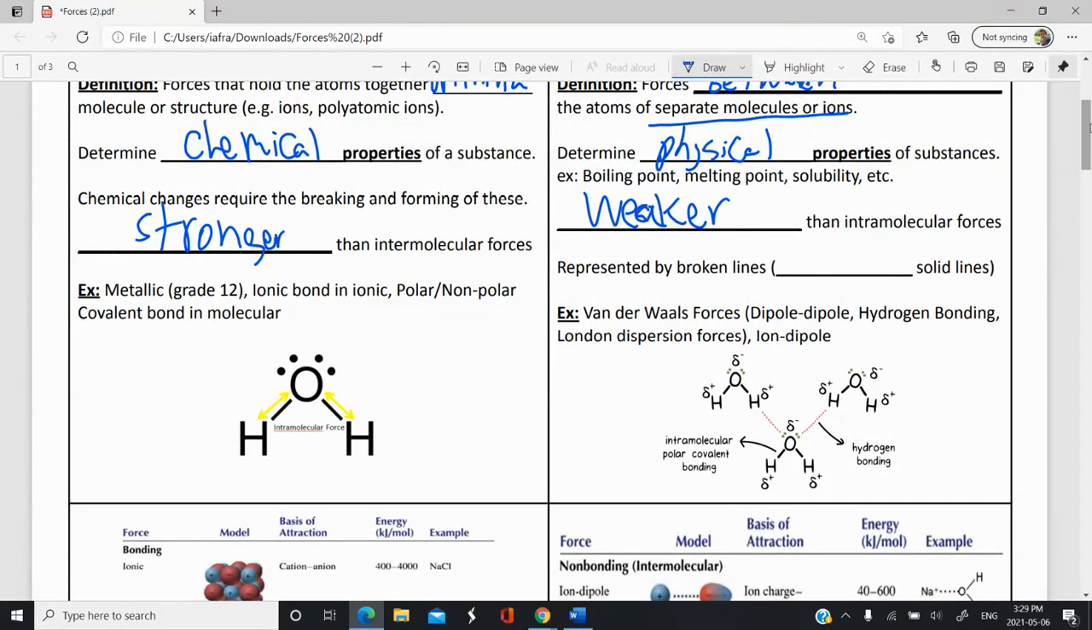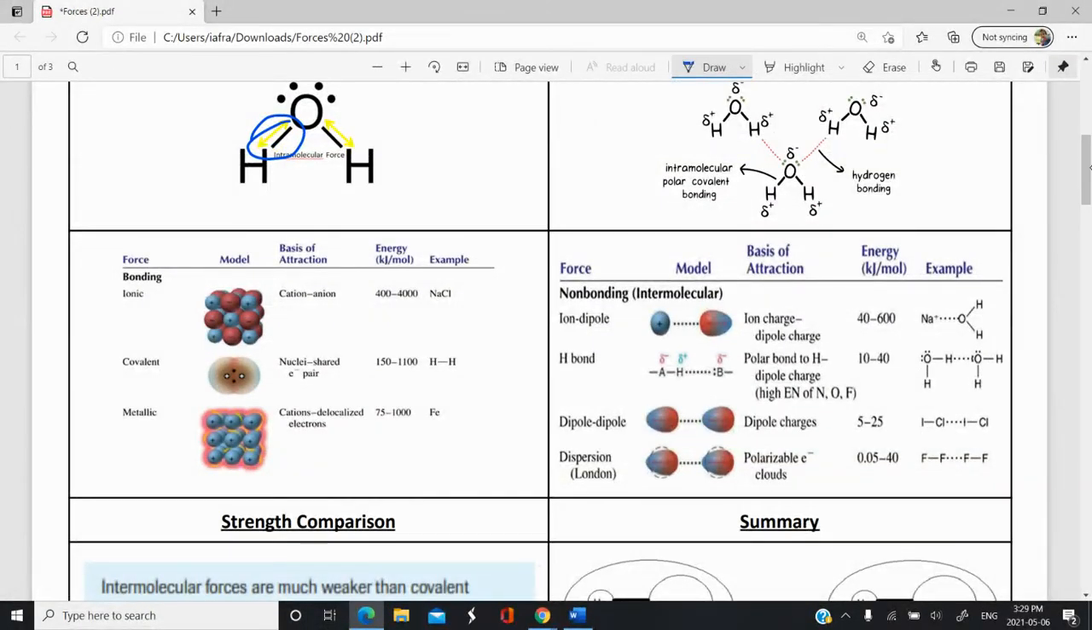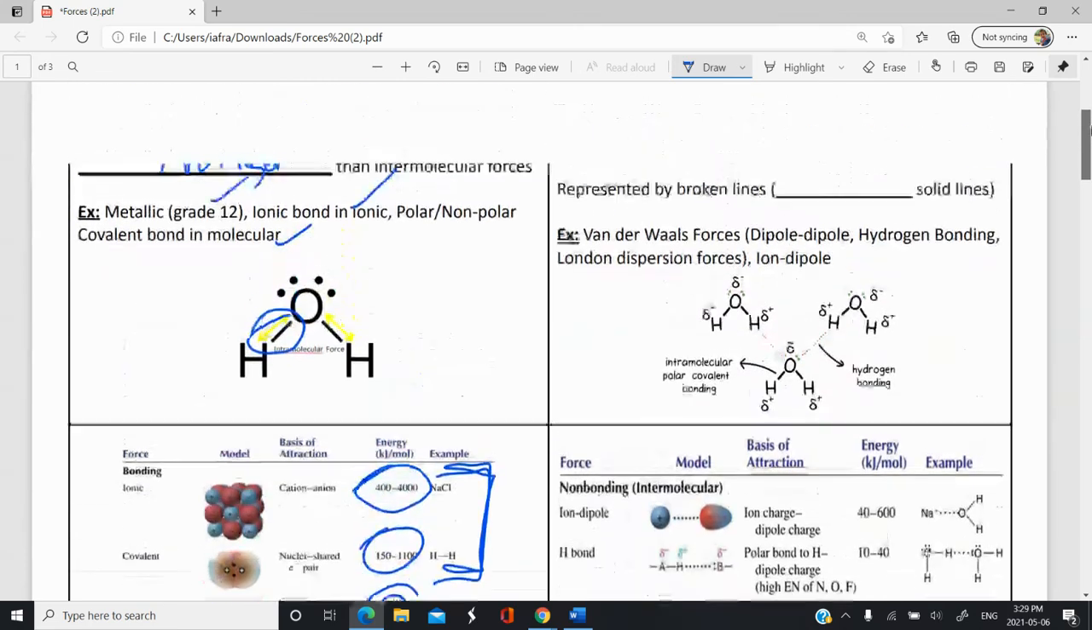So here we can see an example again of intramolecular forces. So this is a covalent bond. The various types of intramolecular forces are metallic, that you'll see in grade 12, ionic bonds in ionic compounds, and then polar and non-polar covalent bonds in molecular compounds. And then you can see the relative strengths in this table, with ionic generally being a bit stronger than the covalent, and then metallic being weaker than those. But we're going to focus primarily on these two when it comes to intramolecular forces.